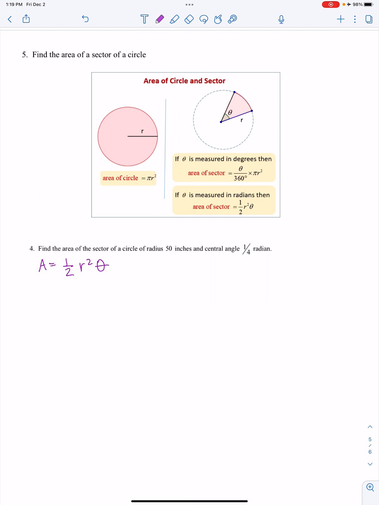So here we have a circle with a radius of 50 inches and a central angle of 1/4 radians. In order to find our area, we will just use this information in our formula. So our area is going to be 1/2 times r squared, so our radius squared. In this problem, our radius is 50 inches. So r squared would be 50 squared. And our theta is 1/4 radian. So our theta is 1/4. Notice that we didn't change our radian measure into degrees because our theta is measuring in radians. We're using radians in our theta.